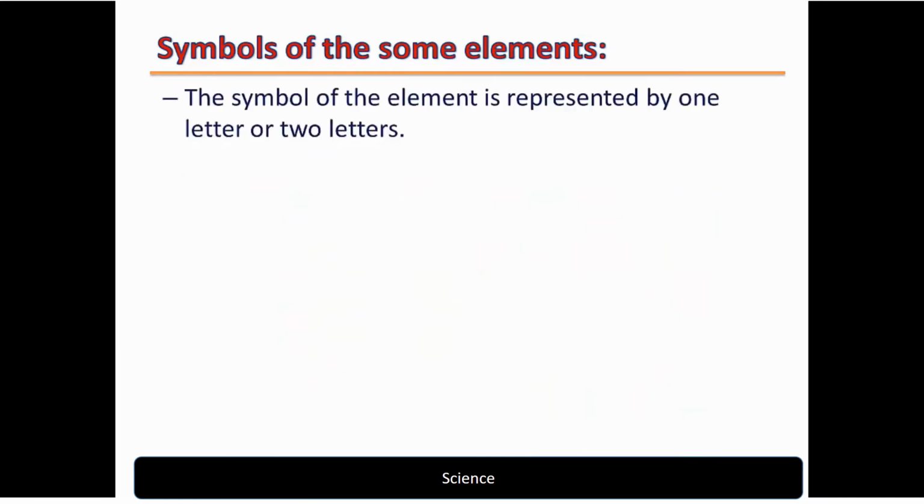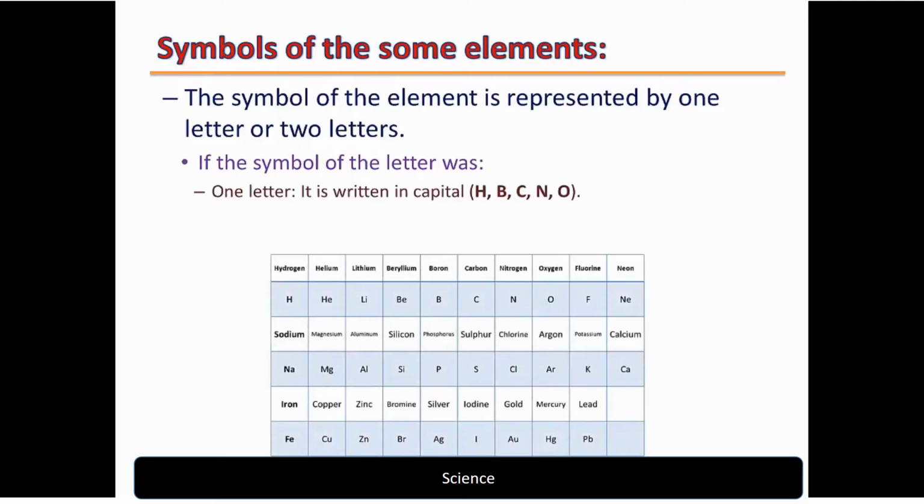Also, the symbol of the element is represented by one letter and in other cases by two letters. If the symbol of the element is one letter, it is written in capital. For example, hydrogen, one letter, written in capital form. Boron, one letter in capital. Carbon, one letter in capital. Nitrogen, N, one letter, capital. Oxygen, one letter, capital.